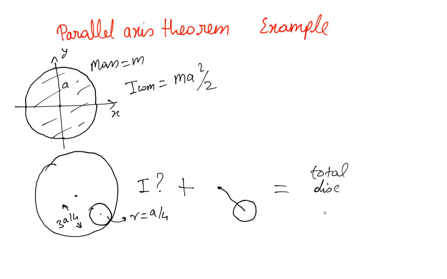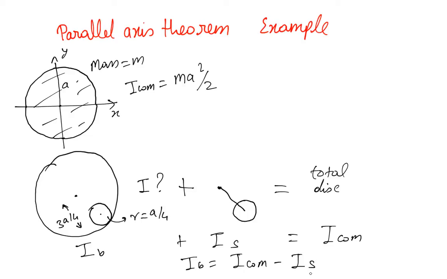Okay, so we know that I of this, let's call this I bigger disk, plus I of smaller disk is going to be I COM, right? Because that's how moment of inertia adds. Now we can calculate I bigger equals I COM minus IS. So all we have to do is calculate IS. So how to find IS? IS is the moment of inertia of the smaller disk about the z-axis.